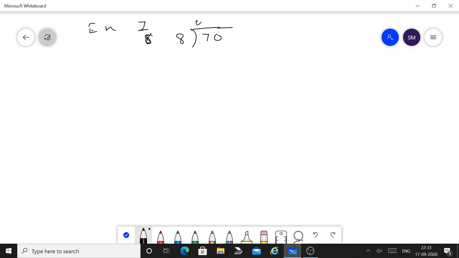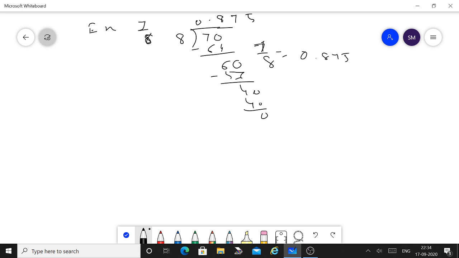Put 0 here, then the decimal point. 8 sixes are 48... 8 into 8 is 64, 6 remains, then next 0. 8 7s are 56, then 4 0. 8 5s are 40. Then what do you get? 7 upon 8 is equal to 0.875. This is the decimal representation of the rational number.